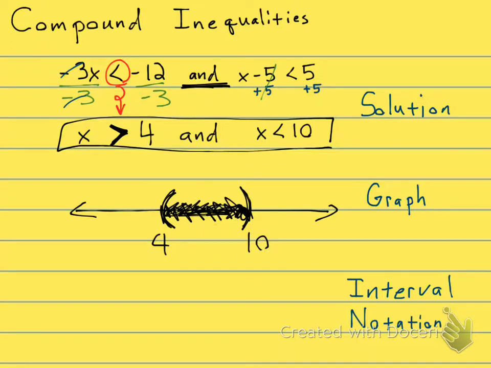And then interval notation, I have one interval. I need to put where it begins and where it ends. It begins at 4, it ends at 10. The 4 has a parenthesis like above, and the 10 has a parenthesis like above. Okay, if you do your graph correctly, your interval notation should really just come straight down.